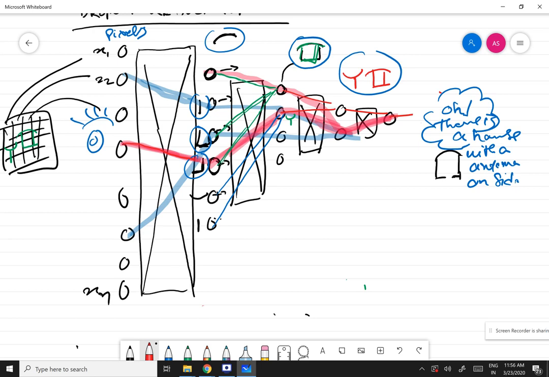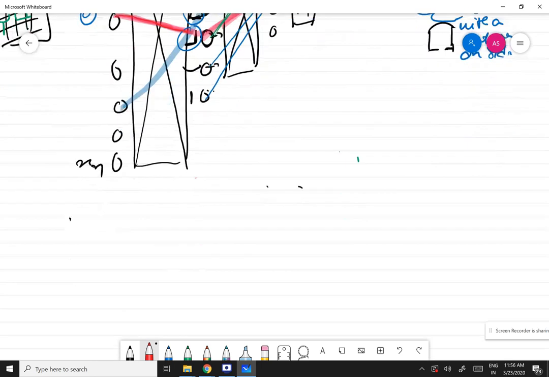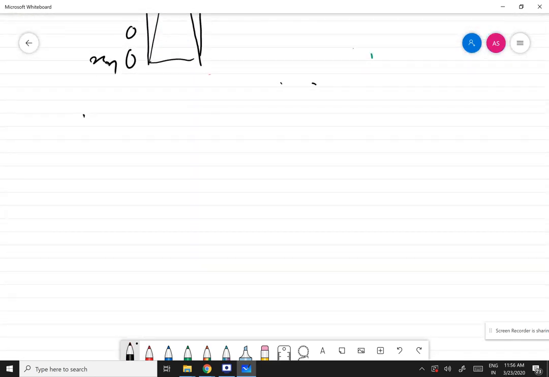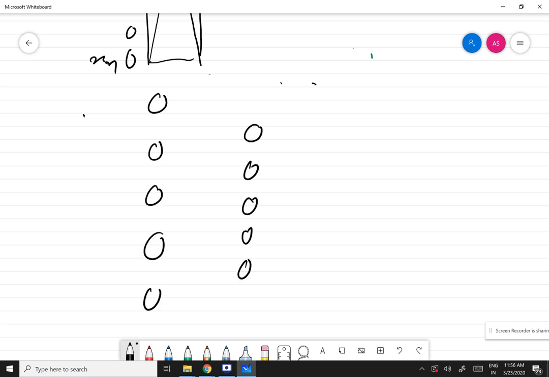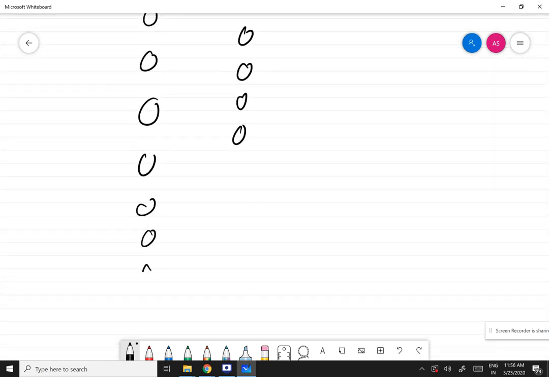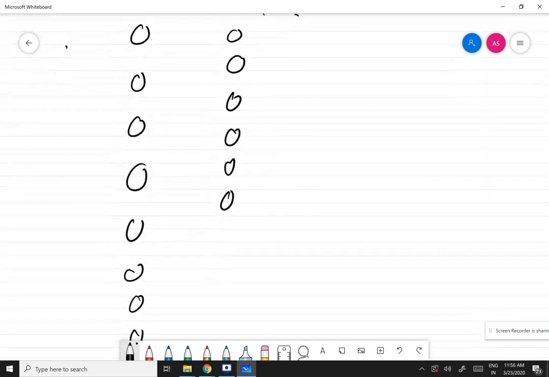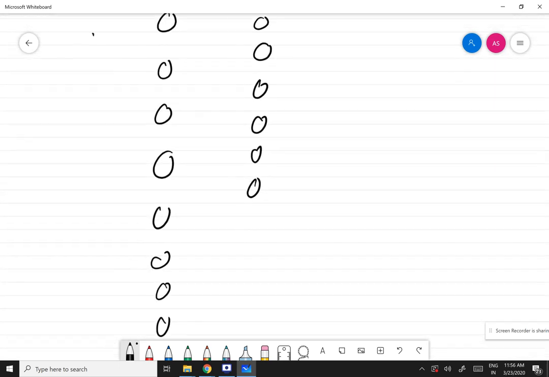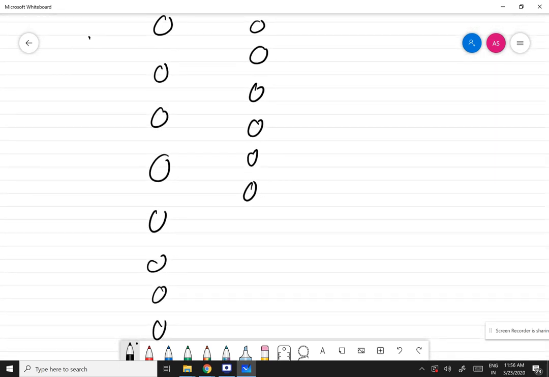Okay, so in that case, suppose this is your neural network. This is your flattened image of the house. Flattened, I hope everybody understands. Like you take the two-dimensional array and convert it to a one-dimensional array, just the way we did it for MNIST.